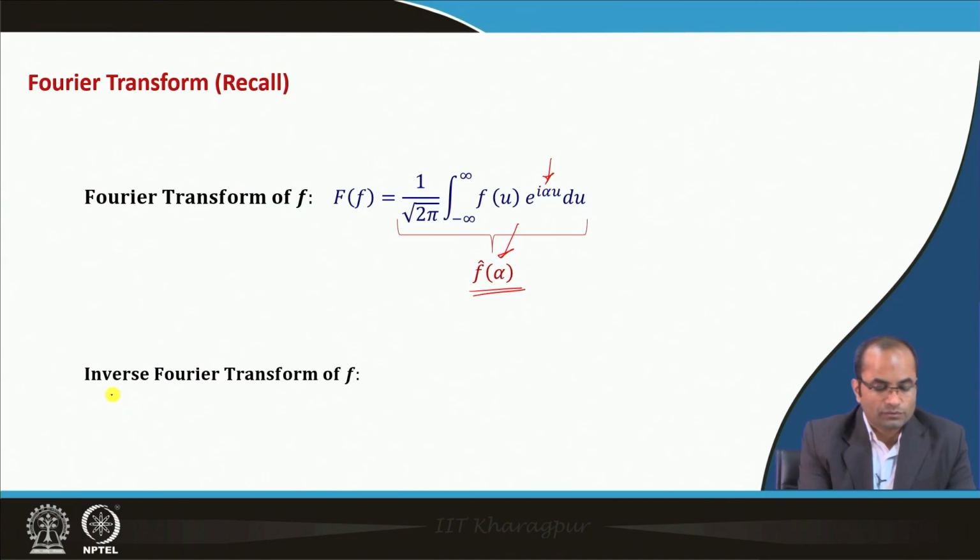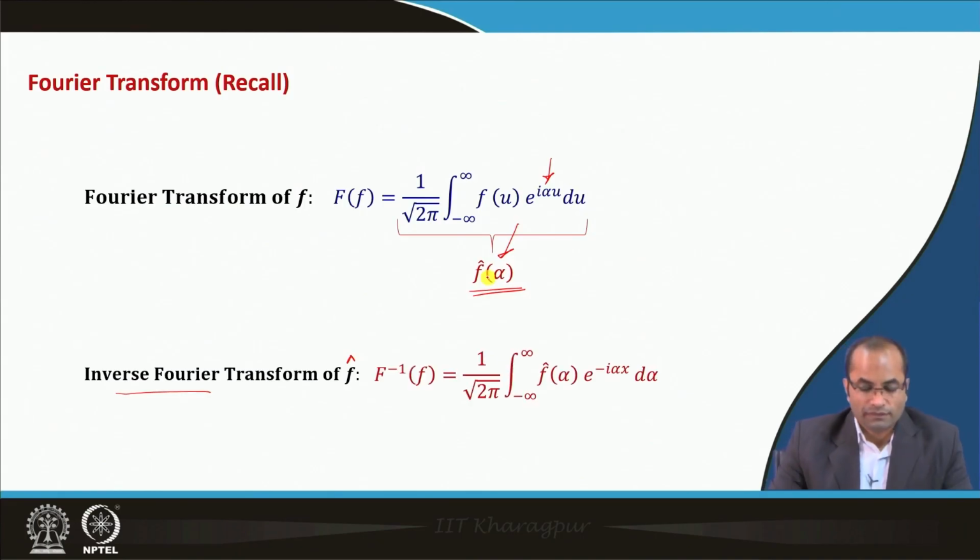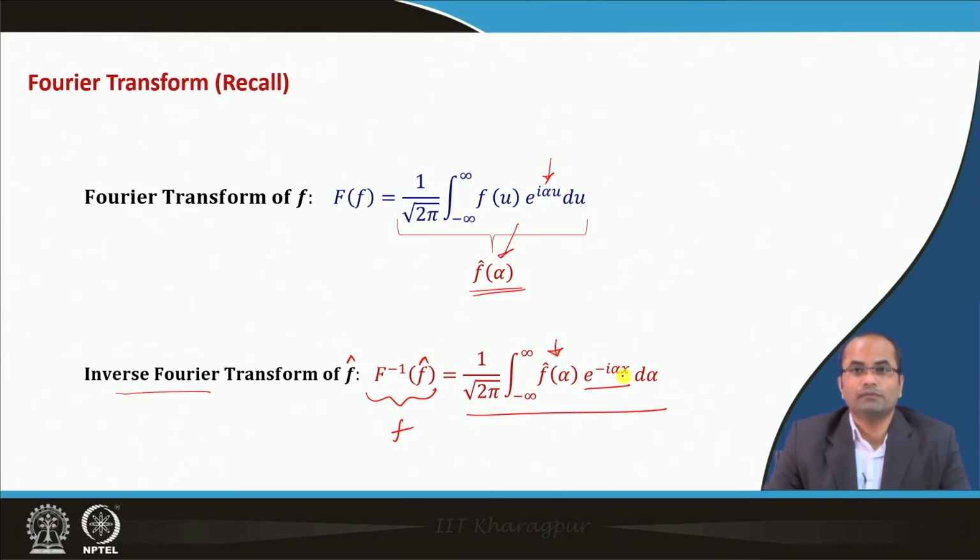And then if you want to find the inverse Fourier transform of this f hat of alpha, then we can go back to f of x. So, this is the inverse Fourier transform of f hat, which is nothing but the integral of f hat multiplied by e power minus i alpha x. Here it was i alpha in the forward transform, and then we have minus i alpha in the inverse transform.